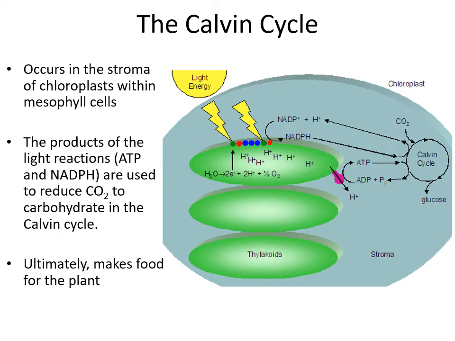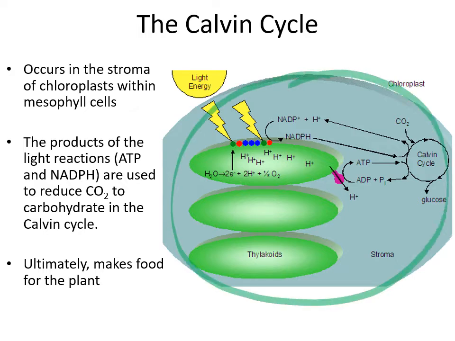Location-wise, this is happening in the stroma of the chloroplast. So remember, we have our organelle, the chloroplast, which is inside the plant cell itself. And we have these thylakoids inside the chloroplast. That's where the light-dependent part was happening.